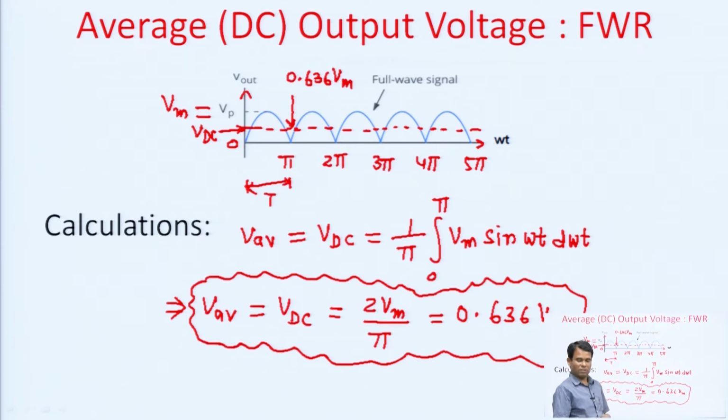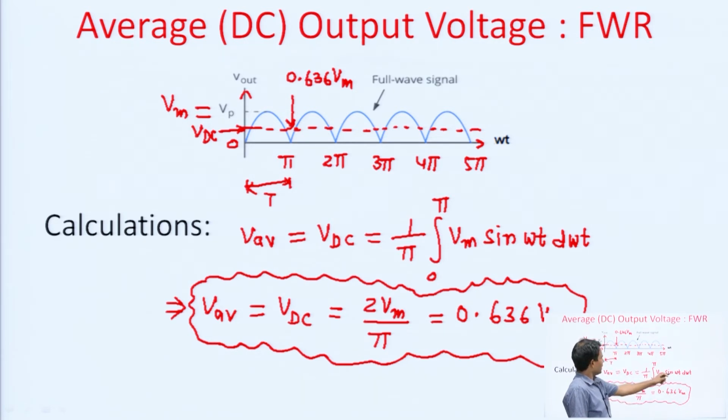Now, average or DC output voltage of full wave rectifier. This is the output waveform for the full wave rectifier, either bridge type or center tap type full wave rectifier. The periodicity of this output is pi, T is equal to pi. So, we integrate Vm sin omega t with respect to d omega t, taking the limit from 0 to pi and dividing by pi, because pi is the periodicity, and this will become 2 Vm upon pi, that is equal to 0.636 Vm.